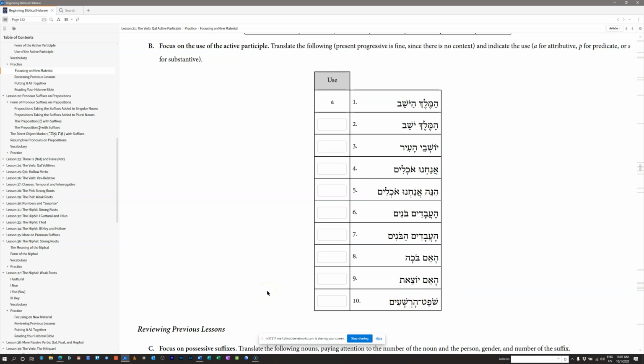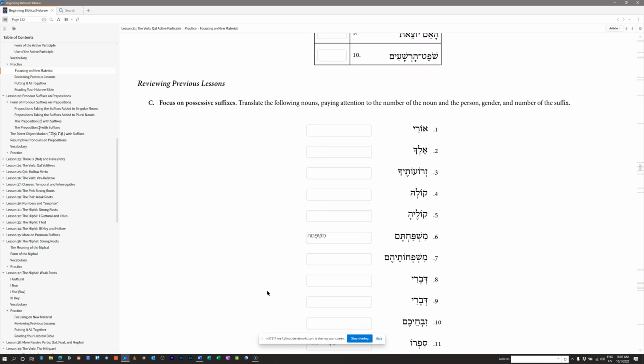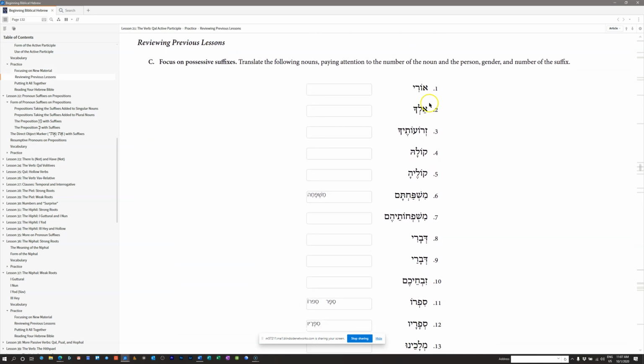All right, so that's section B. Let's look at C here, focusing on possessive suffixes. All right, so hirik yod is 1 CS. This would be my light. The shva kaf kametz, 2 MS. So this would be 2nd person singular masculine. This is a preposition. El lecha, maybe this is God, actually. Yeah, El lecha would be to you. So El lecha would be your God.